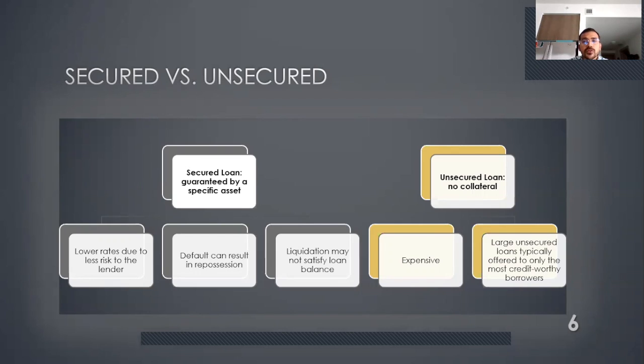Unsecured loans, on the contrary to secured, have no collateral. Because of this, rates tend to be higher, and because of the riskiness, they are usually only offered to the most credit-worthy borrowers.